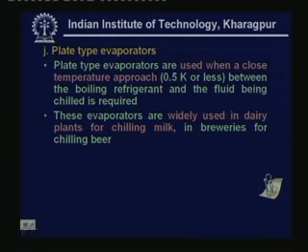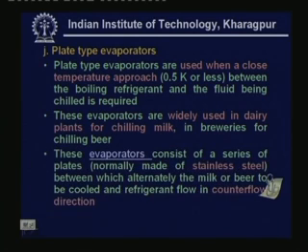Then you require very high heat transfer coefficients, and you also require a very high heat transfer area, right? In such cases the plate type evaporators are used. That means wherever you want a very close approach, plate type evaporators are used. These evaporators are widely used in dairy plants for chilling milk, in breweries for chilling beer, etc. These evaporators consist of a series of plates normally made of stainless steel, between which alternately the milk or beer to be cooled and refrigerant flow in counterflow direction.